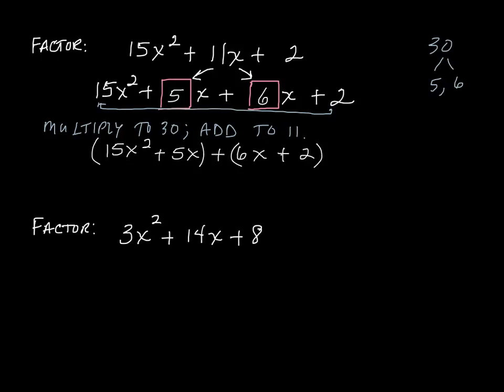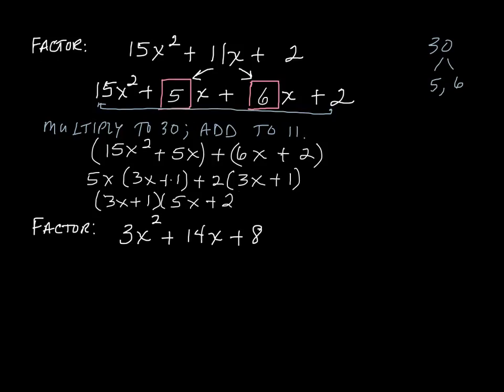Now, I'm going to factor out a 5x. That leaves me 3x plus 1. And I'm going to factor out a 2, and I'll get 3x plus 1, which ultimately leaves me with 3x plus 1 times 5x plus 2. I'm sorry it's bunched up like this, but that is the factored form.